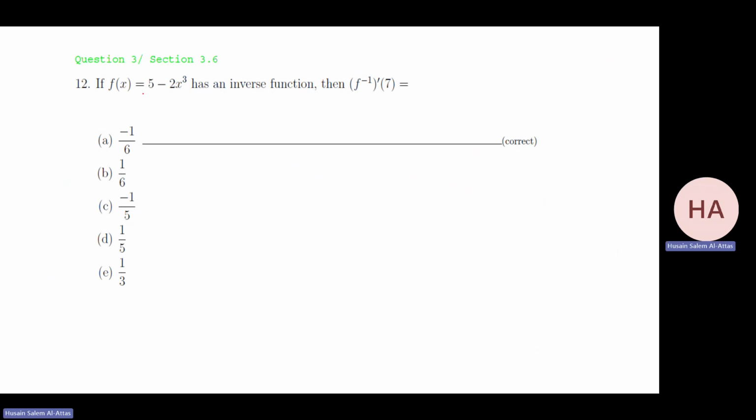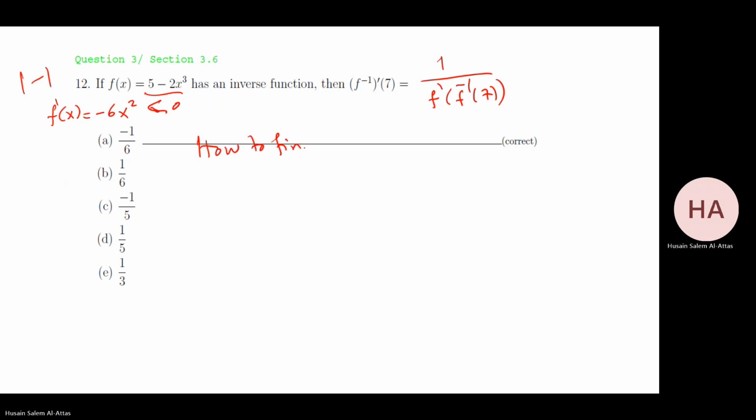If f has an inverse function, actually you can check and it has an inverse. F prime is minus 6x squared, which is always negative, so decreasing, so it's 1 to 1. Okay, so this one is 1 over f prime at f inverse of 7. Now, how to find f inverse of 7? So we need to solve this.